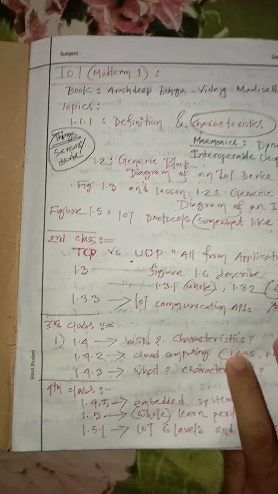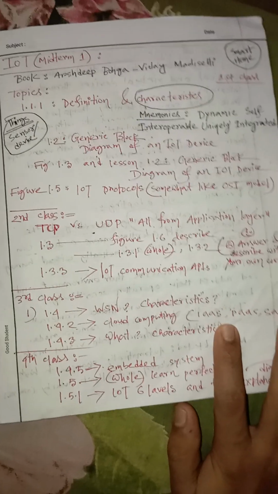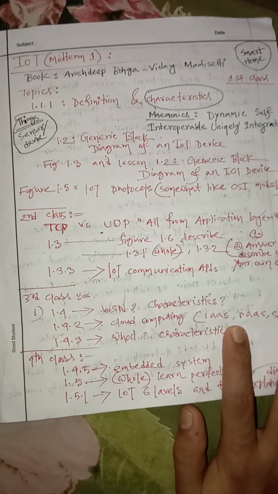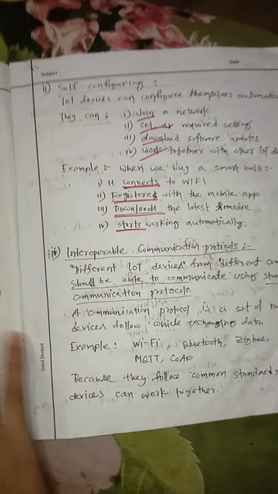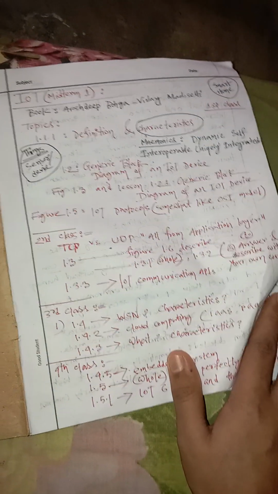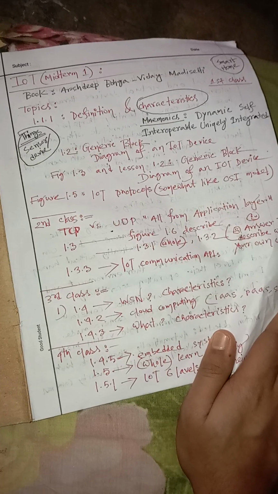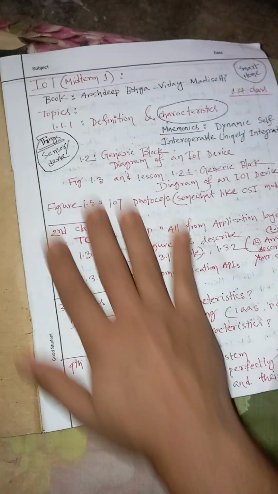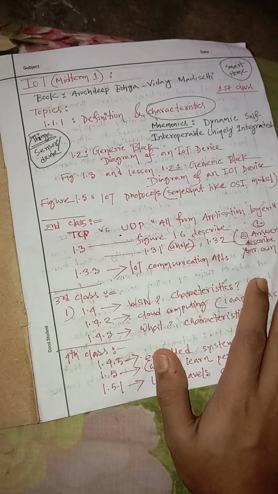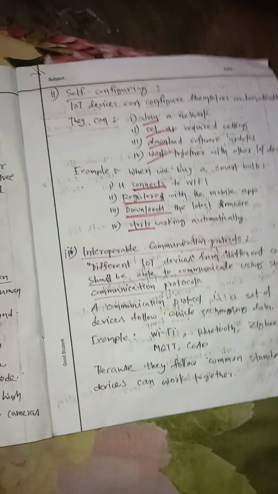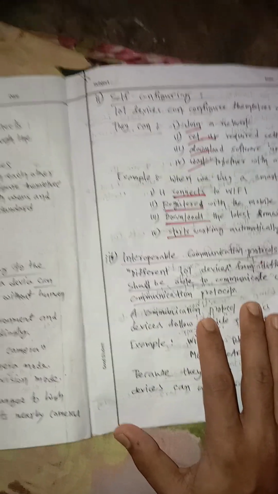This is the first chapter of IoT. Here is the syllabus of midterm one. Now we can see the syllabus is here. Now I will describe the whole topic, the whole chapter, with some examples.